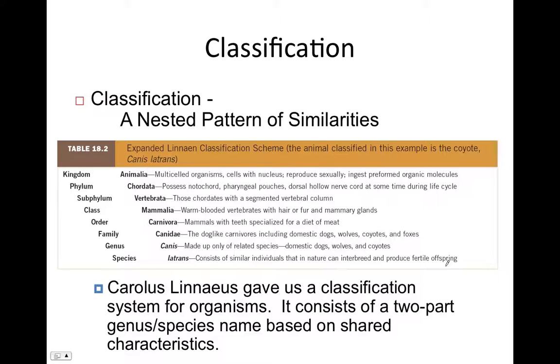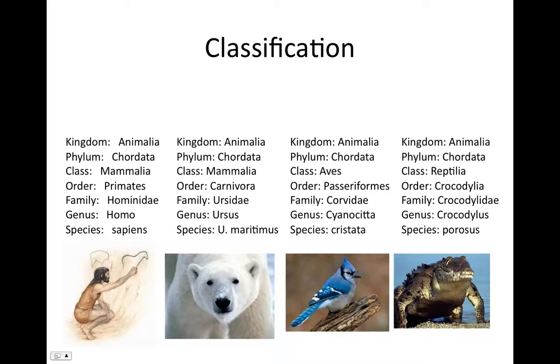So a mule, being the offspring of two individuals from different species, horses and donkeys, mules are sterile, not viable, not fertile. So here we can see we have four organisms: humans, polar bears, a blue jay, and a crocodile, and their respective natural classification. So we all share a common ancestor that was an animal.